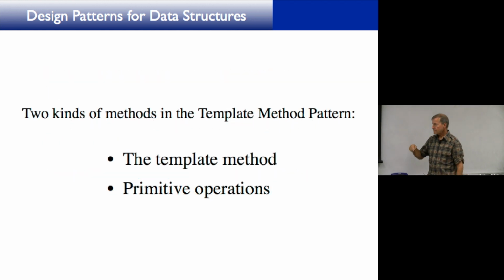So, here again we're using the terminology of the Gamma book. There are two kinds of methods in the template method pattern. The first one is called the template method, and the second one is called the primitive operations. So in our situation, the template method is the one that is the same. So what is the template method going to be? It's going to be split, recursively sort, join. And look, you guys, we're only going to have to write that code once, because they all do the same thing. No duplicate code.